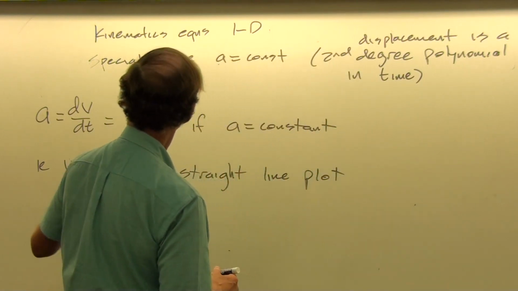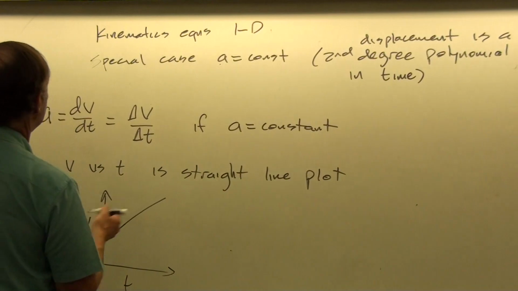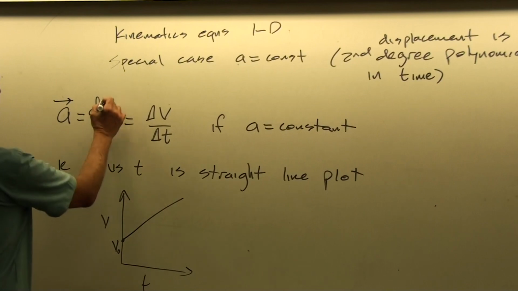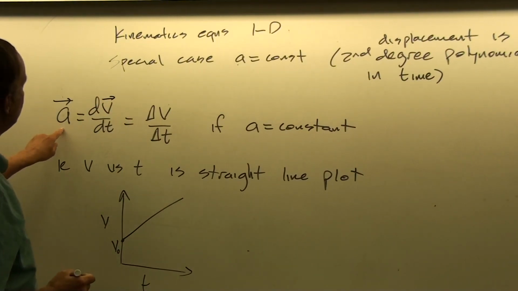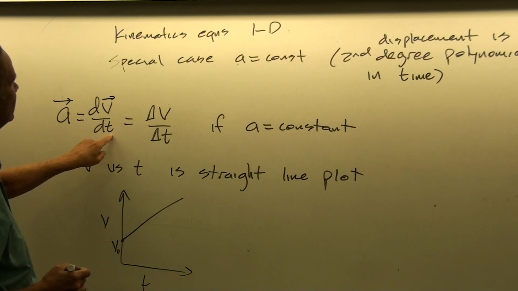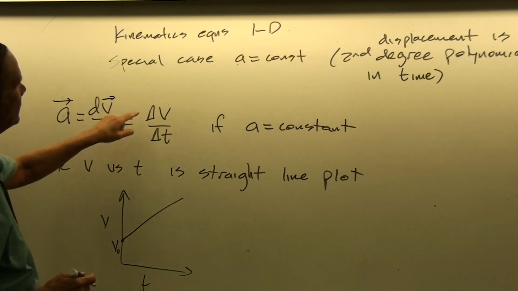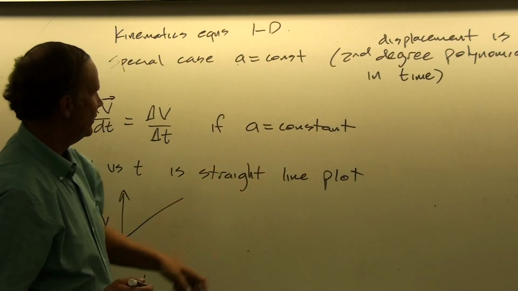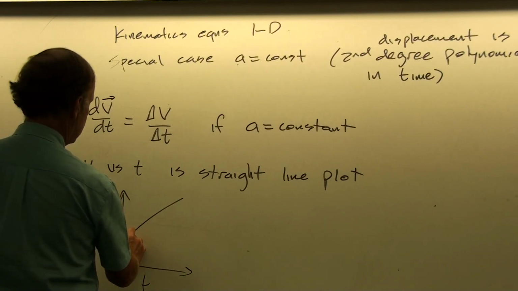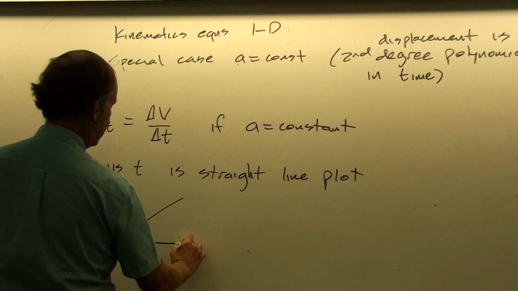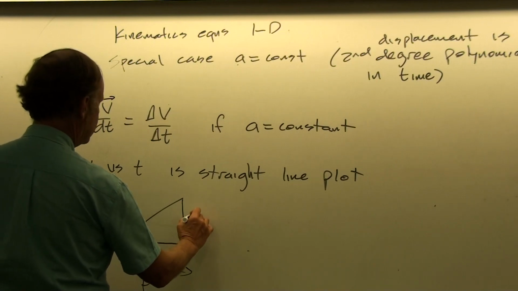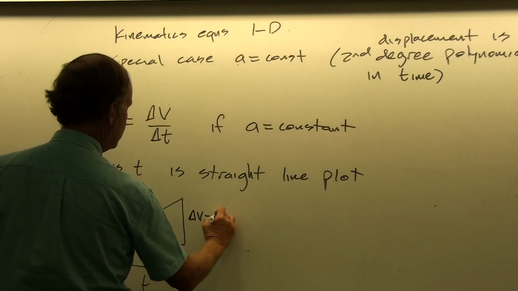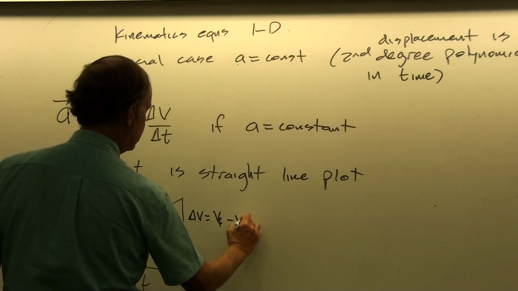Okay, and so if we are dealing with a constant acceleration process, that is often referred to as being related to our kinematics equations. We have the relationship of acceleration being the derivative of velocity with respect to time, but that's also delta v over delta t if and only if the acceleration is a constant, i.e. the velocity versus time plot is rise over run, and it's a straight line plot. So this would be delta v, and that would be v final minus v initial.